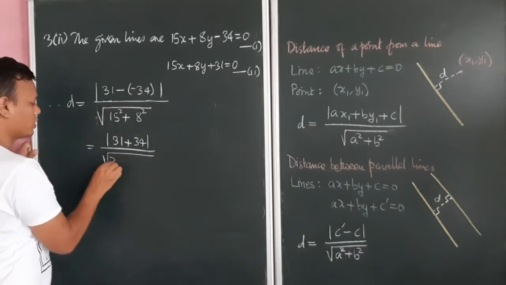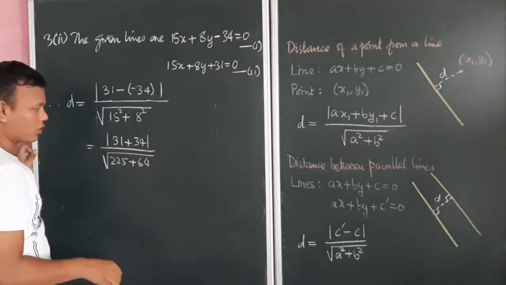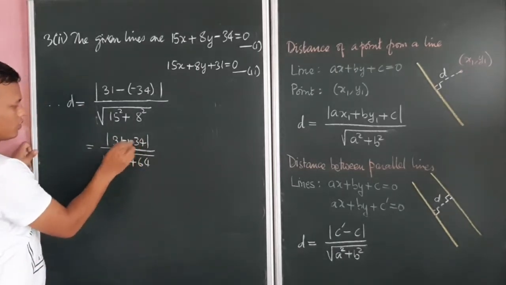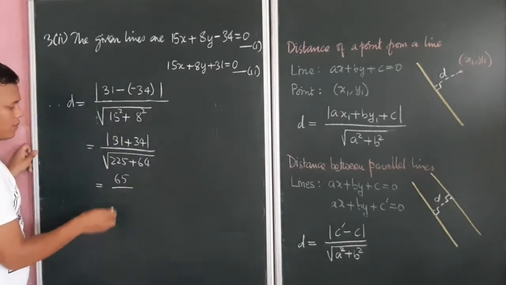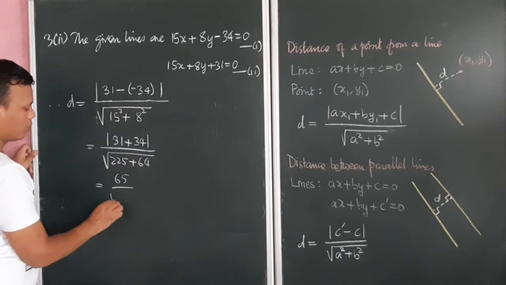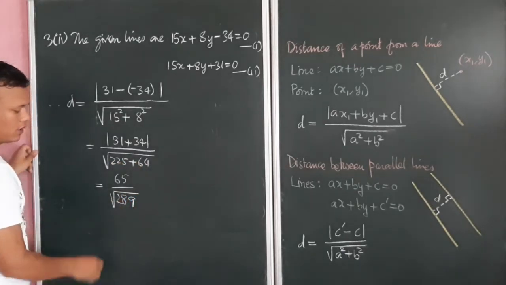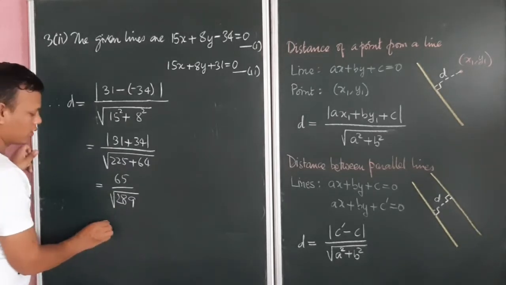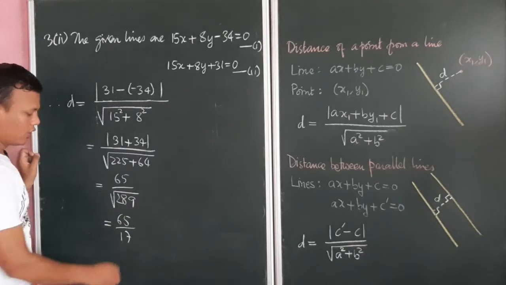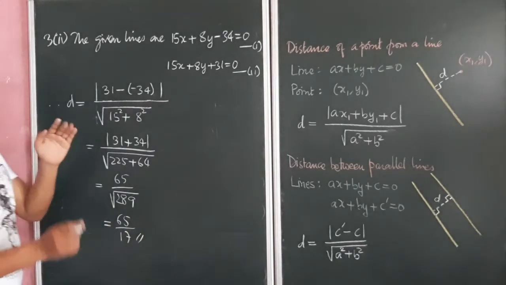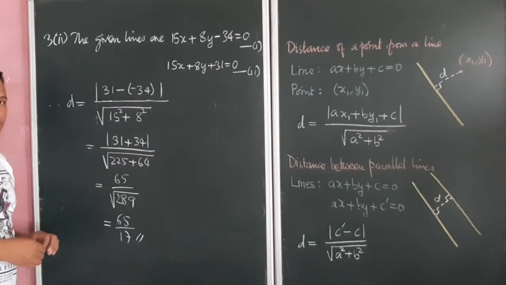15 square is how much? It is 225, plus 8 square is 64. Let's add them. So this turns out to be 65, whole divided by the square root of 289. What is the square root of 289? It is 17. All right, so my perpendicular distance between the two parallel lines is given by 65 by 17. You may pause the video to note this down.